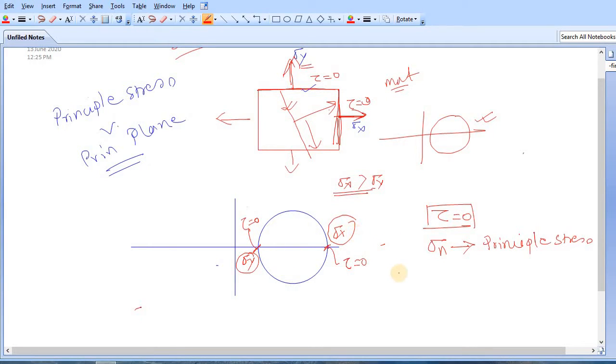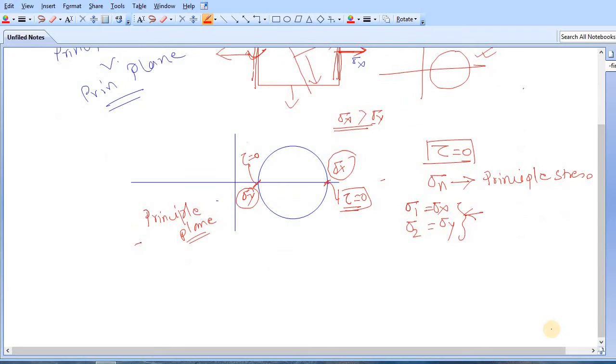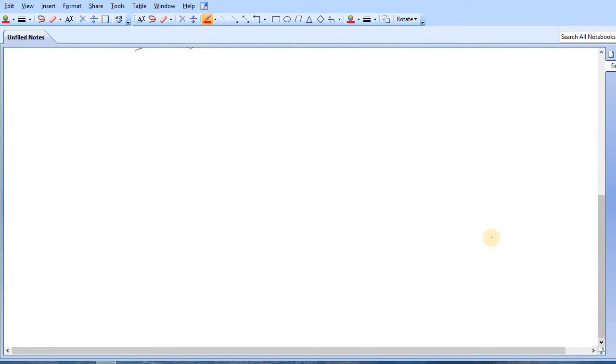The maximum principal stress can be denoted by sigma 1, that is sigma x, and the minimum is sigma 2, that is sigma y. The plane corresponding to these principal stresses, or the plane where the shear stress is 0, is known as the principal plane. So what are the principal planes here? This is the principal plane, and also this one is a principal plane. This is the case where only normal stresses are acting on both perpendicular faces.